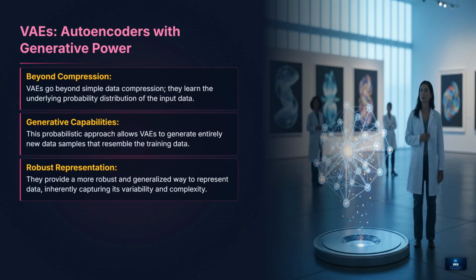Now, let's talk about variational autoencoders, or VAEs. These are like the advanced version of autoencoders because they bring generative capabilities to the table. Instead of just compressing, VAEs learn the probability distributions of your data, making them super powerful for generating new, realistic samples and capturing inherent data variability.